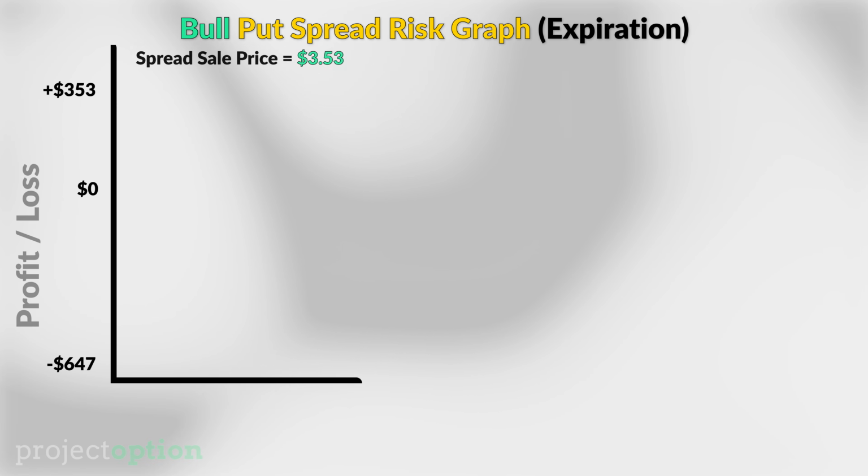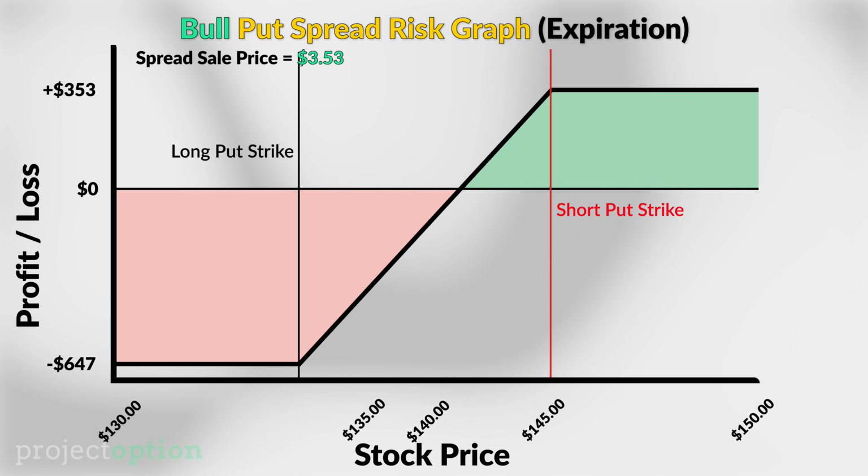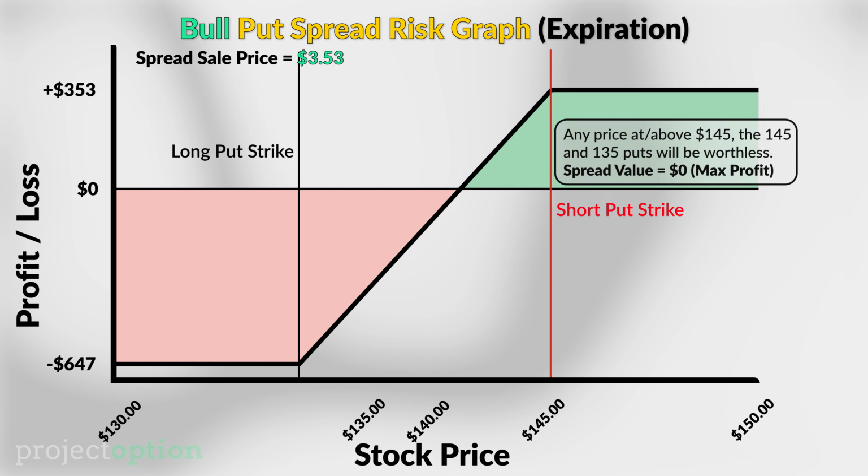So as we can see here, the best case scenario is that the stock price is above the entire put spread at expiration. If the stock price is above $145 at expiration, the 145 put and the 135 put will have no intrinsic value and therefore will expire worthless, leaving the spread with a value of $0.